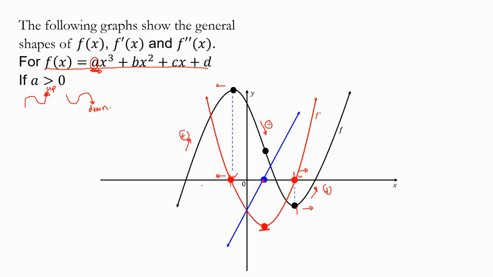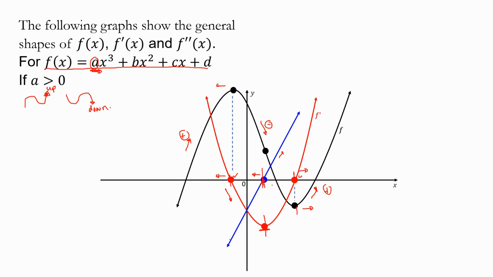The blue graph is the second derivative graph. It is increasing. You can see that. So this is the second derivative graph, which represents the gradient of the red graph. At this point here, the gradient is 0, so that's why this point is the x-intercept. But to the left of this point, the gradient of the red graph is decreasing. That's why the blue graph is below the x-axis.